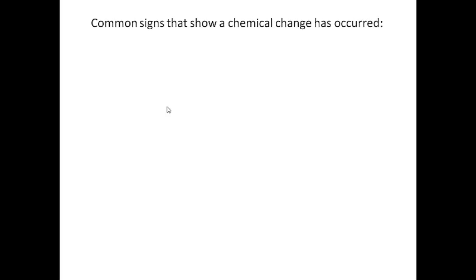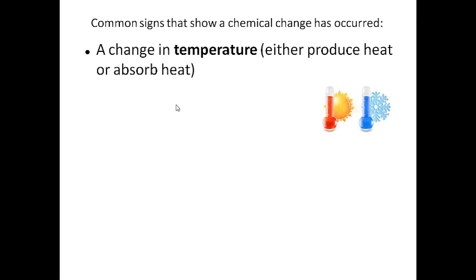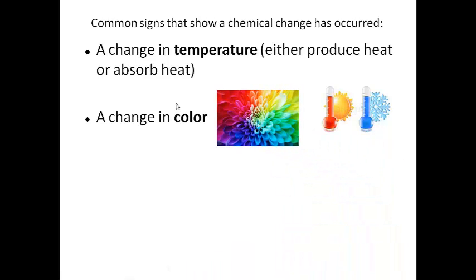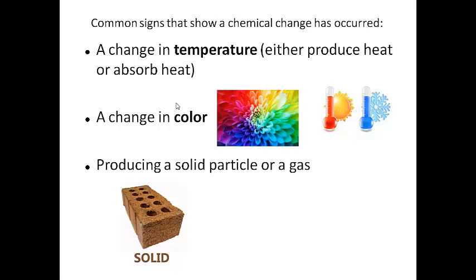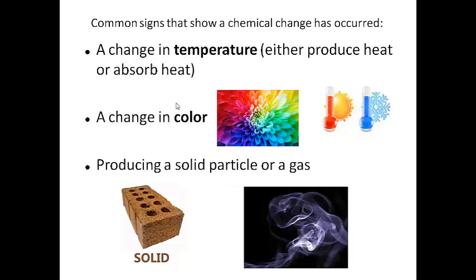Now, there are some common signs that show a chemical change has occurred. Sometimes when you see these signs out in nature or in a lab or doing an experiment, you know for a fact that a chemical change has occurred just by observing it. A change in temperature, either producing heat or absorbing heat, which means it turns cold. A change in color. A lot of times you'll notice substances change color when mixed, which usually indicates a chemical reaction. And finally, when something is combined, oftentimes it can produce a solid particle or actually give off a gas. That's generally a sign that there is a chemical change that's occurred.